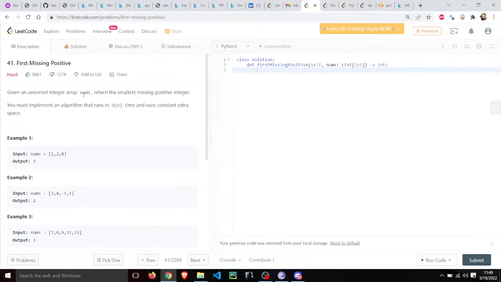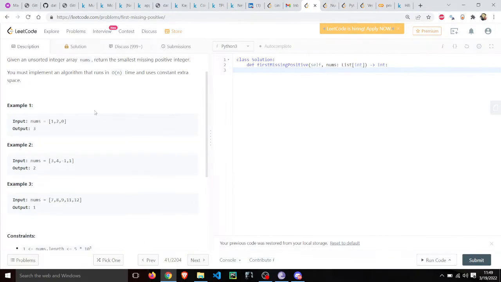Given an unsorted integer array nums, return the smallest missing positive integer. You must implement an algorithm that runs in O(n) time and uses constant space. Okay. I'm not really sure about the constant space part, but let's see what kind of an algorithm we can use.